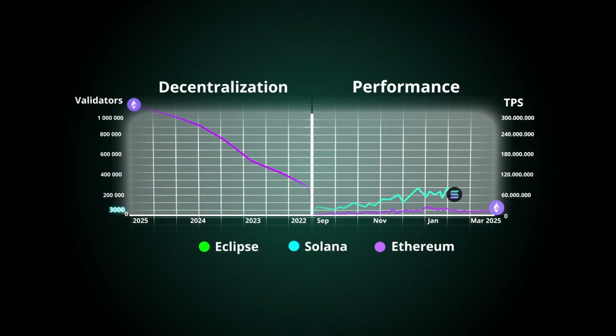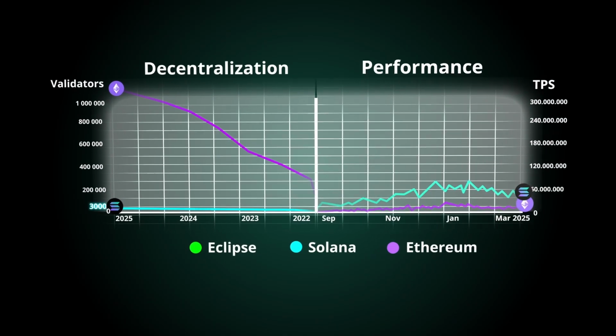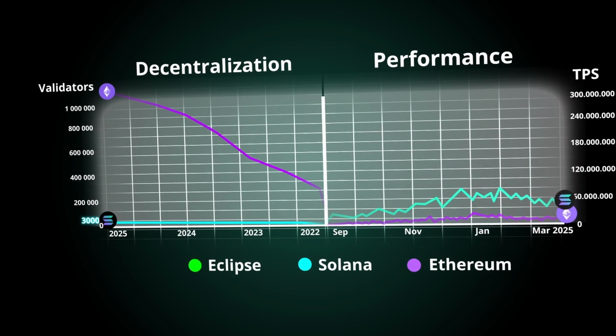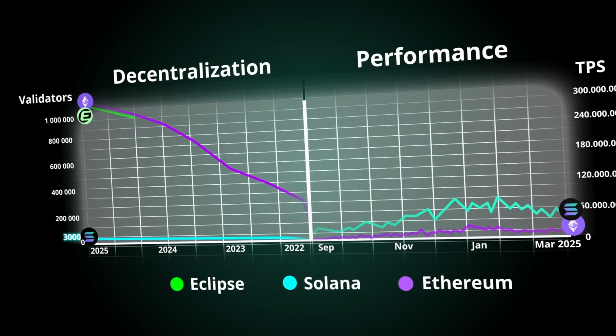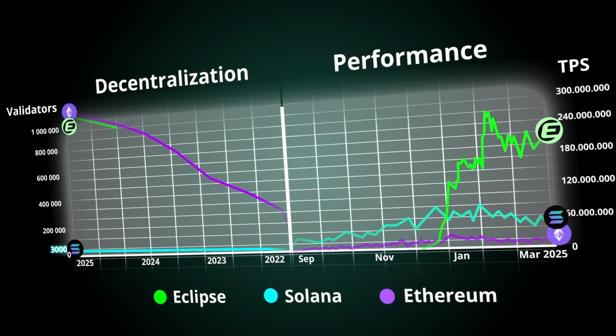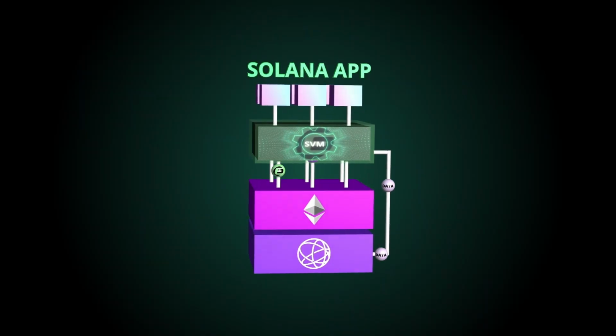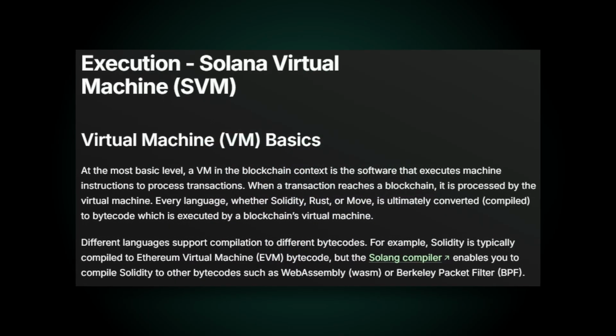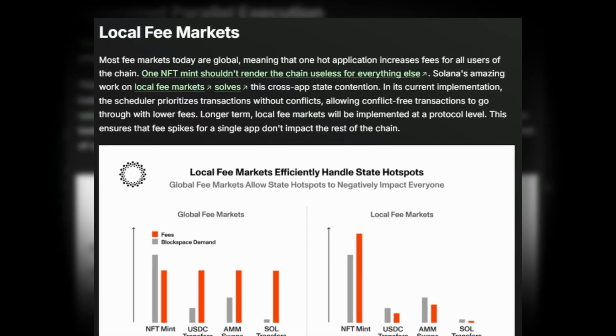Solana has always prioritized performance over decentralization. Eclipse, thanks to its modular design, combines the best of both worlds: Ethereum's decentralization and Solana's performance. Leveraging Solana's innovations, Eclipse integrates the SVM, Solana virtual machine, parallelized execution, local fee markets, and even Firedancer. But Eclipse benefits even more than Solana from these technologies, especially in the context of ZK rollups.